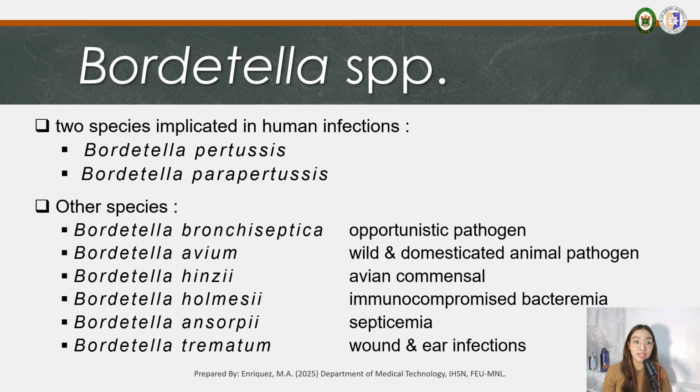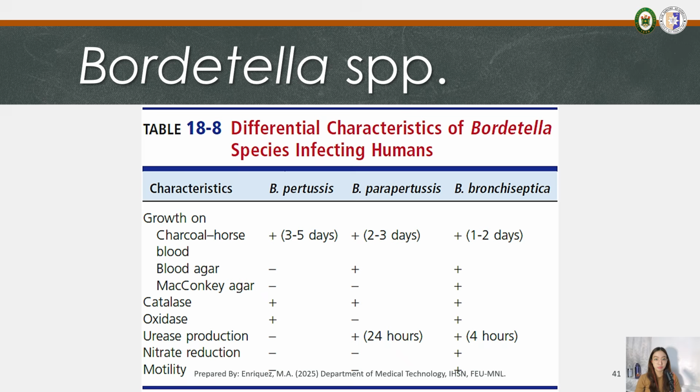But again, in this discussion, we'll focus on Bordetella pertussis and Bordetella parapertussis. On the table below, taken from our reference textbook, are the differential characteristics between Bordetella pertussis, parapertussis, and bronchioseptica.